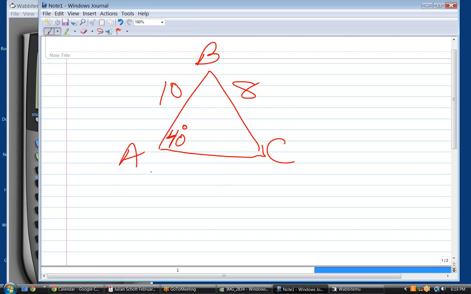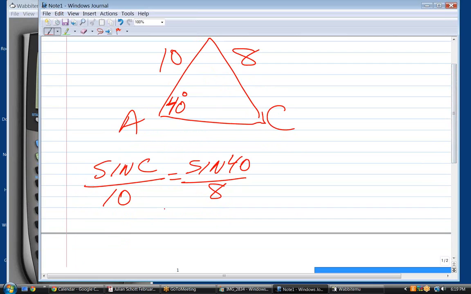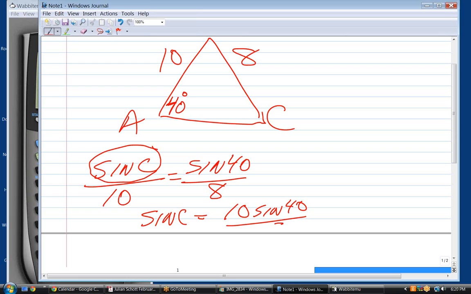What's the first thing we're going to solve? Angle C. Okay, let's write it on top left. What goes under that? Sine C over 10 equals sine 40 over 8. Next step. And then cross multiply. Don't need to. Remember, we're trying to solve for that. So all we need to do is multiply both sides by 10. So sine C is equal to 10 times sine 40 divided by 8.